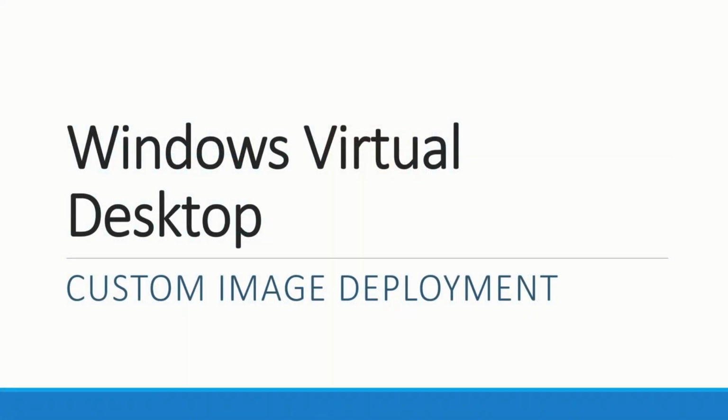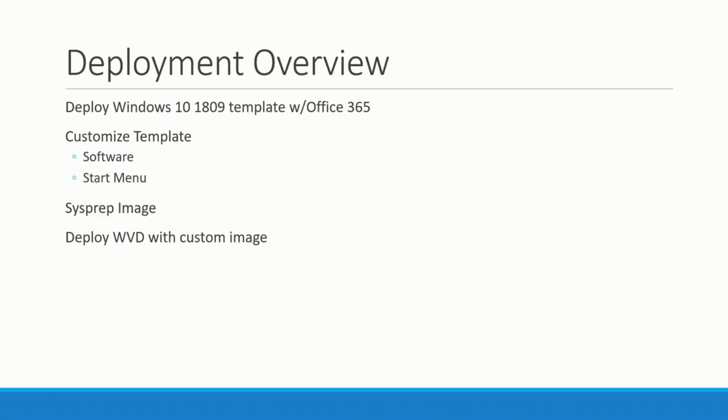Buckle up everyone, it's time for demos. In this demo, I'm going to go over four things. First, I'm going to deploy a Windows 10 1809 template with Office 365 already installed. Then I'm going to customize that template by adding some software and making changes to the start menu. After that, I'm going to sysprep the template image to get it ready for deployment, and then I'm going to use that as the base to deploy Windows Virtual Desktop.